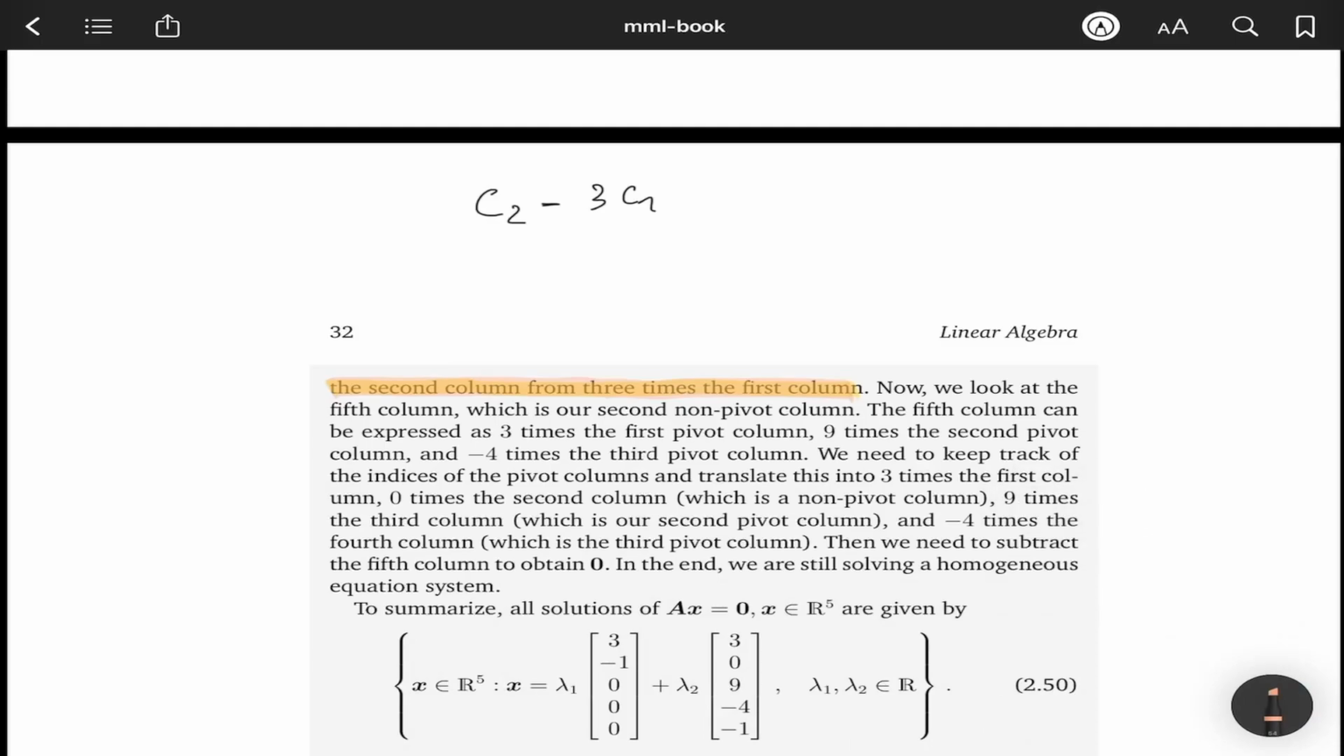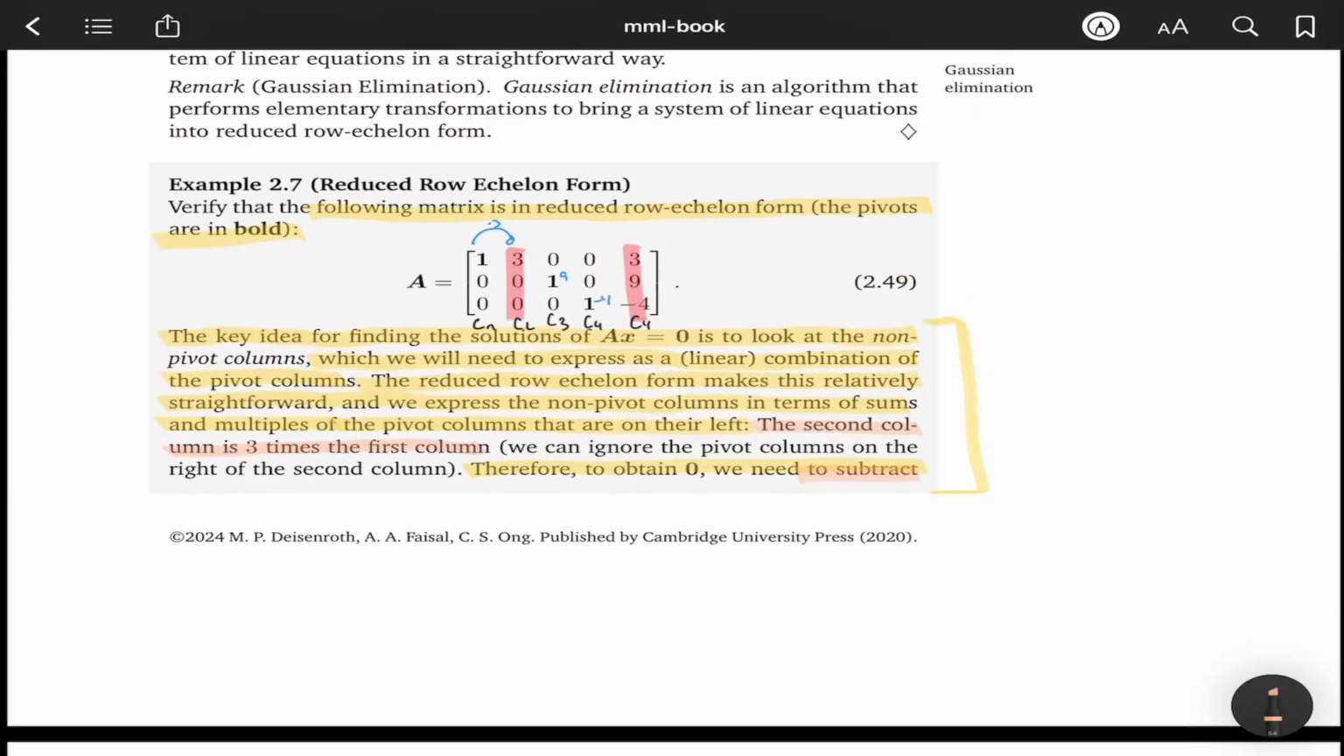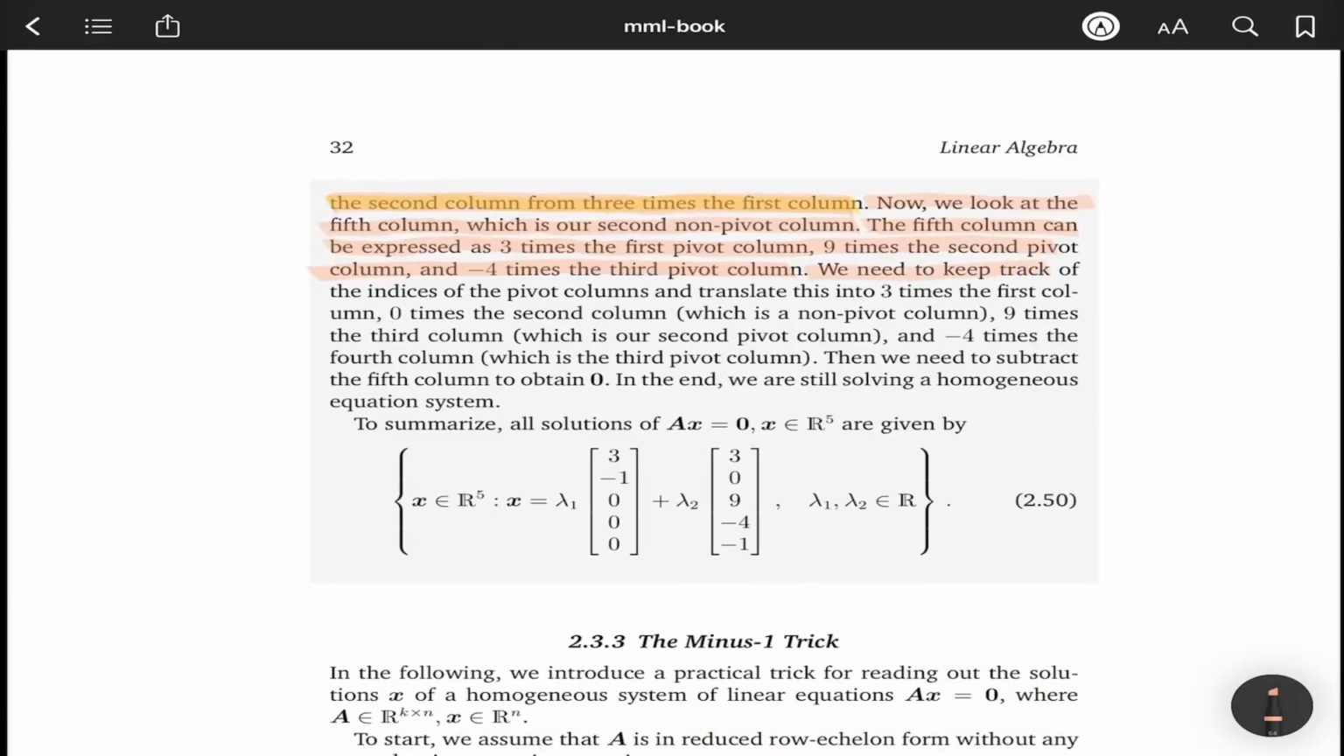So, okay, now we look at the fifth column, which is our second non-pivot column. Yes, the fifth column can be expressed as 3 times the first, 9 times the second, and minus 4 times the third column, right? Yes. That's what we already had here in blue. We need to keep track of the indices of the pivot columns and translate this into 3 times the first column, 0 times the second column, and 9 times the third column.